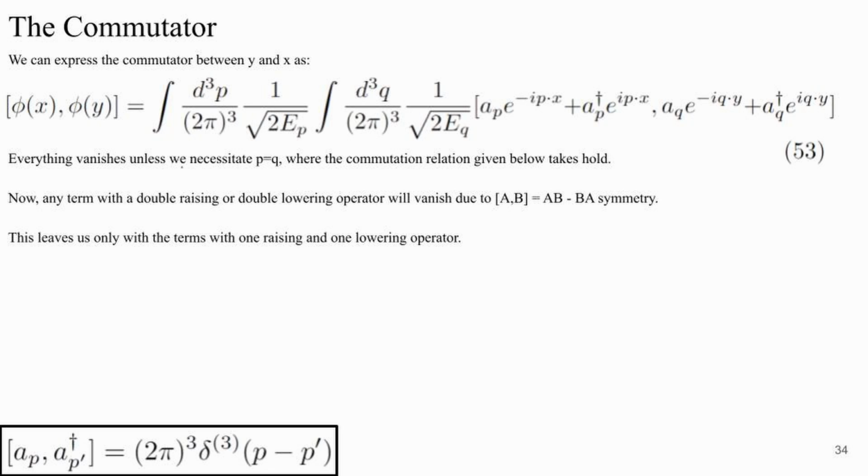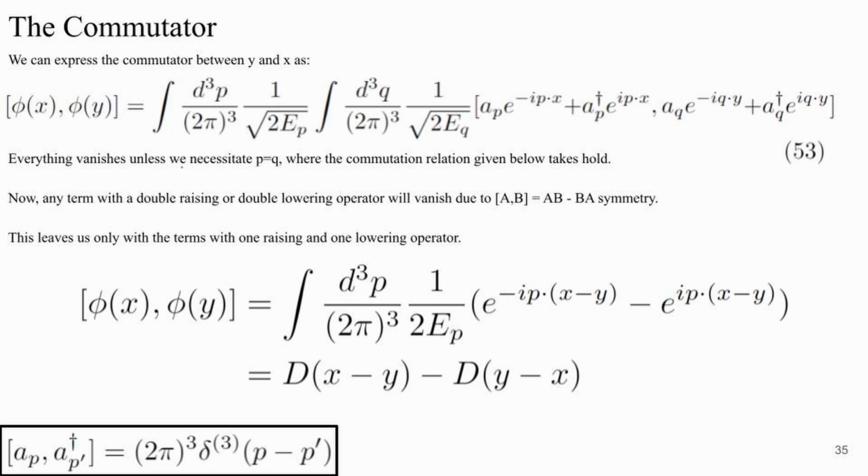Next, any term that has a double raising or double lowering operator is going to vanish because of the AB minus BA symmetry from the definition of the commutator. This means that the only terms we're going to have left are the cross terms between a raising and a lowering operator, which there are exactly 2 of. We can evaluate the non-zero cross terms in our commutator using the commutation relationship between the raising and lowering operators derived by Peskin and Schroeder in section 2.3.